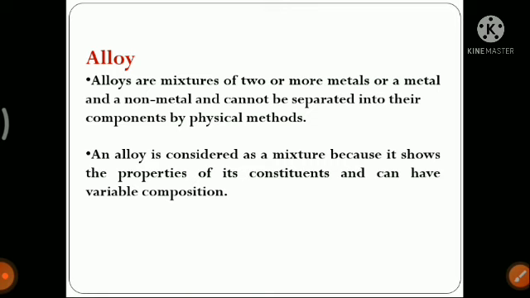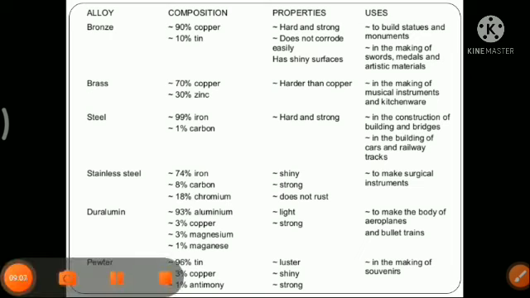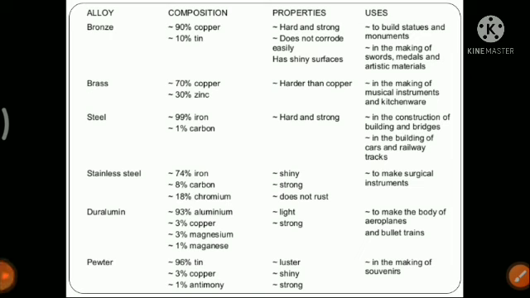Here we are discussing some common examples of alloys. This is the table, and you see the first alloy is bronze. We are all familiar with bronze: bronze medal, silver medal, gold medal, a very common thing. So what is bronze? Bronze is an alloy of copper and tin. That means it is a mixture of copper and tin, both are metals.